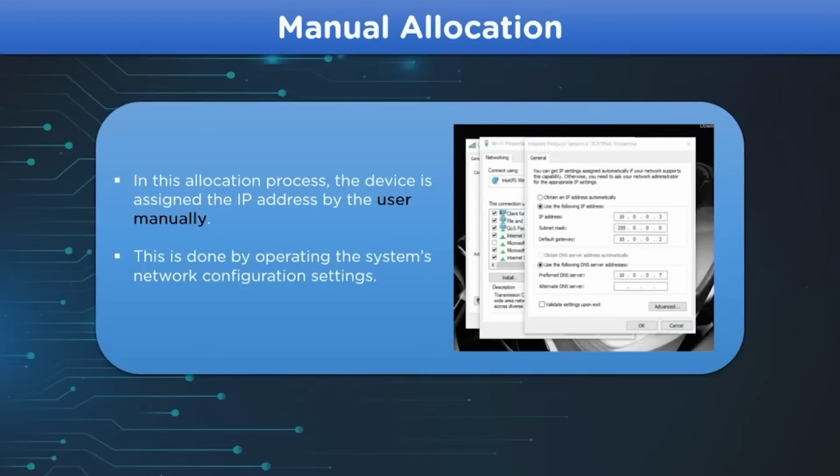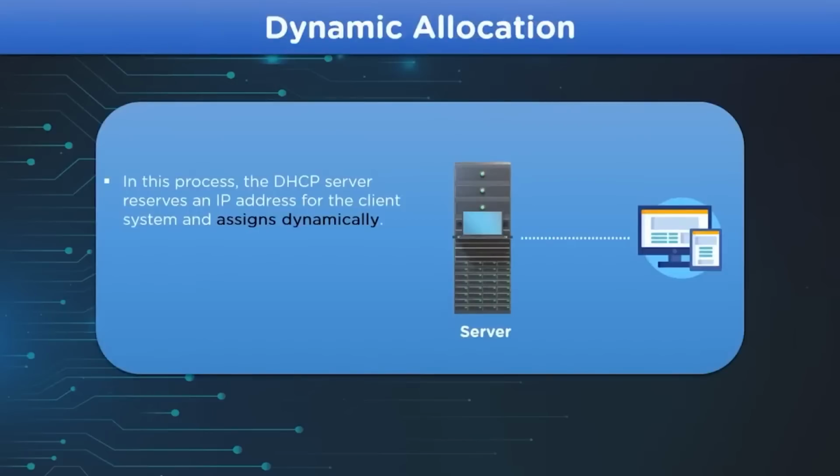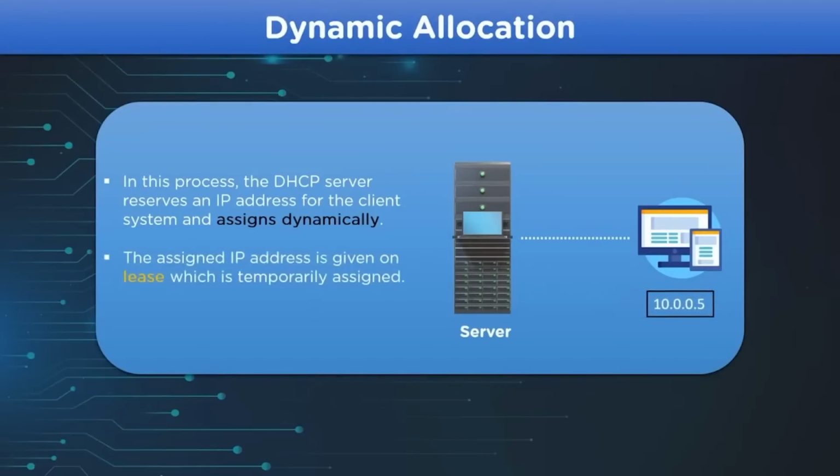Let's now take a look at the dynamic allocation. In this allocation method, the client device receives all the relevant network configurations from the DHCP server, and the system gets configured to access the internet. The provided IP address is given for a certain period, which is also termed as the lease.